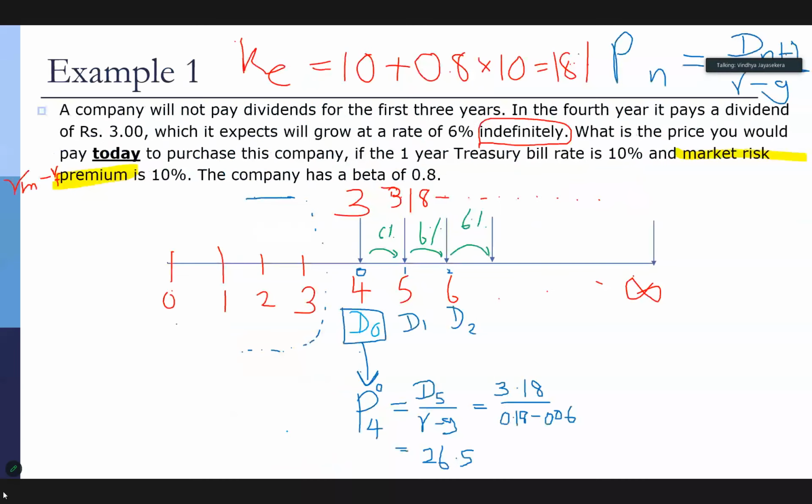So similarly, you see here, the price, the value in year 4 is the present value of my future cash flows plus the dividend that I will receive in year 4. So the value of my share in year 4 is actually 29.5. Questions? That's the value of my share in year 4.